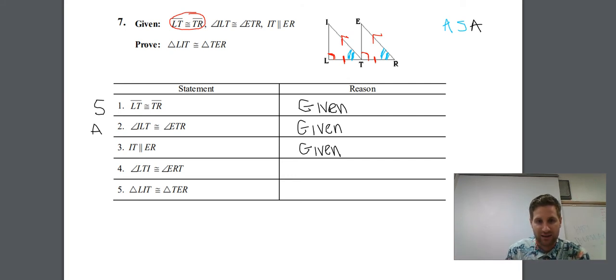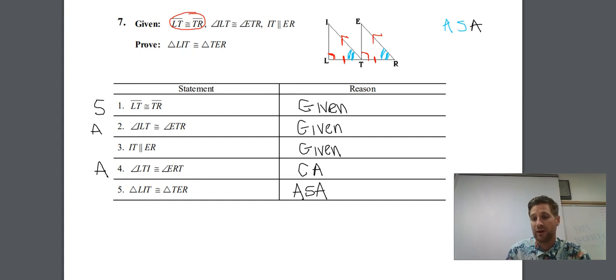LTI, that's exactly what we said here. ERT, that's what we said here. They're congruent because they are corresponding angles. Okay, so corresponding angles theorem. I know the order in which I prove them isn't the same way they look in the picture, so it doesn't matter how I show it here, it's what it is in the picture. So are these congruent? Yes, by what? Angle, side, angle.